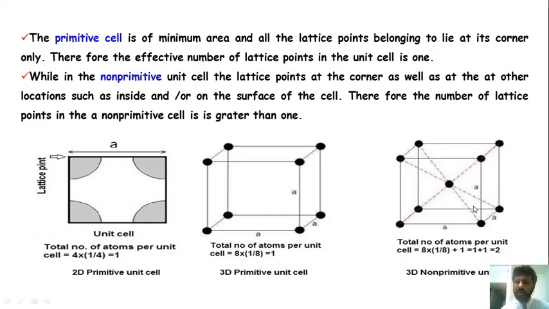But now in the case of the non-primitive unit cell, this is the three-dimensional one. What happens here? The 8 lattice points are at the 8 corners and 1 lattice point is at the center. So the total number of atoms per unit cell is equal to 8 multiplied by 1/8 plus 1. So 1 plus 1 is equal to 2. Therefore, the total number of atoms per unit cell in the non-primitive unit cell is always greater than 1. Okay, thank you.